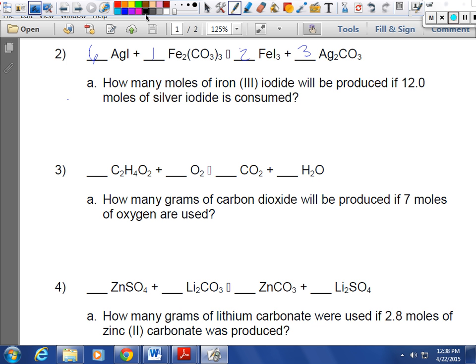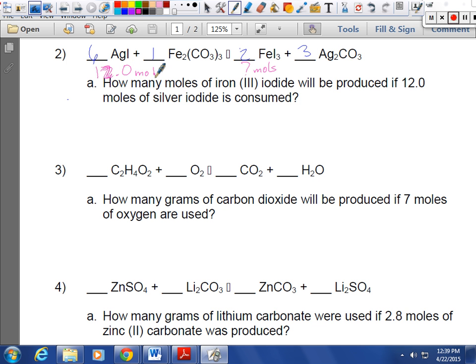All right, so 6, 1, 2, 3. So the question is, how many moles of iron 3 iodide? Now, we don't have any formulas this time, so we got to think. What is iron 3 iodide up there? FeI3. So my question is, how many moles of this stuff will be produced if 12 moles of silver iodide is consumed? What's silver iodide? AgI. So we've got 12.0 moles of this stuff.